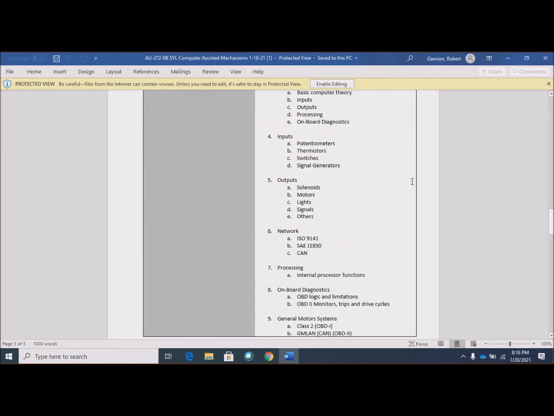Then we get into the actual meat and potatoes here, where we go through various inputs and outputs one at a time. I'll give you examples from different systems. So we've already talked about potentiometers, and I already told you that there are several examples that we've already mentioned, like an accelerator pedal position sensor, or a blend door or mode door sensor in an HVAC system, or a throttle position sensor, right? Thermistors, I mentioned, but I didn't talk about.